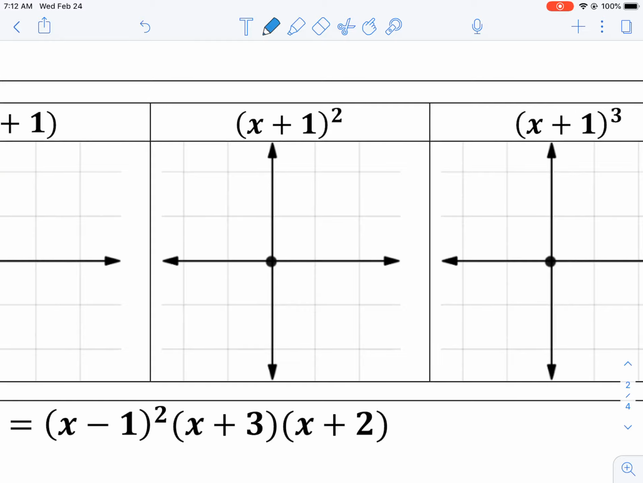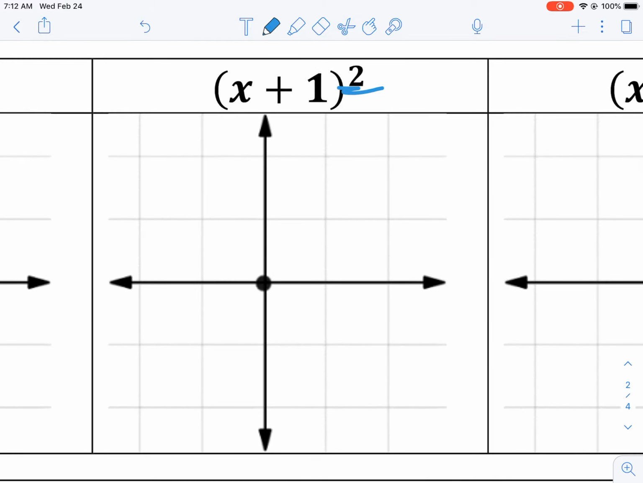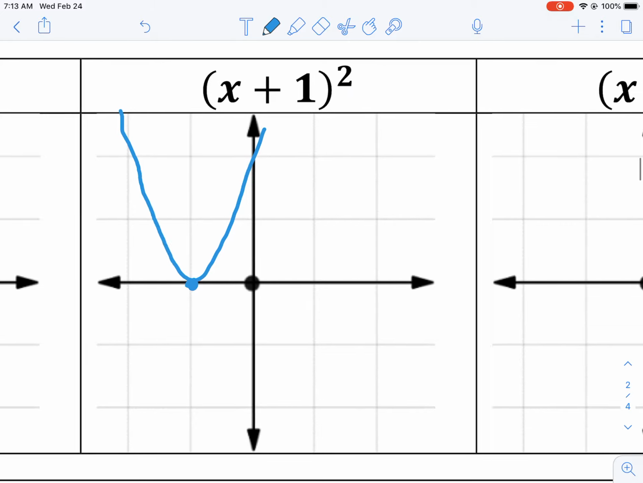Then we could have a multiplicity of 2. This means there's an exponent on the x plus 1. So that means the zero actually occurs twice. So you still have that zero at -1, except now what's going to happen is instead of your line going through the graph, it actually bounces off of it, okay? And it makes the quadratic, which is the graph of the x squared. So that's something to pay attention to.